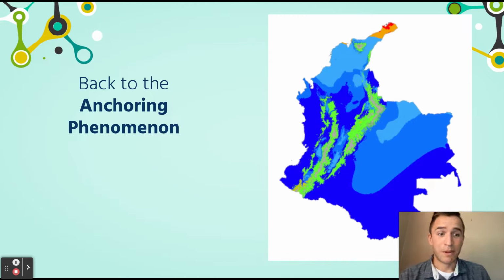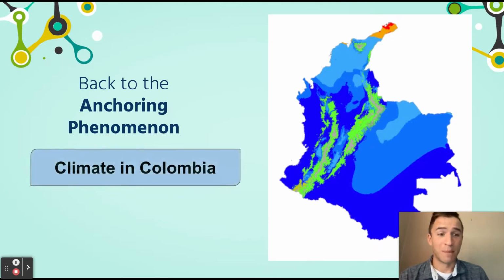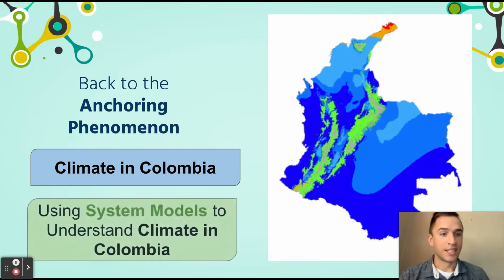To go back to that hot tip I mentioned earlier, perhaps I could call this unit Climate in Columbia, or this might be a little wordy, but I could even bring in the cross-cutting concept for this unit and say, using system models to understand climate in Columbia.